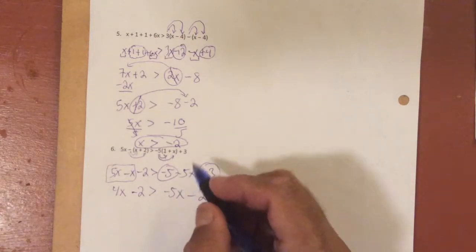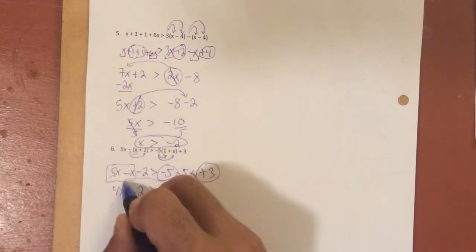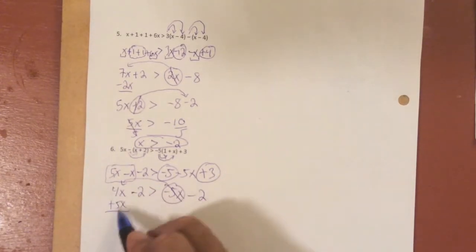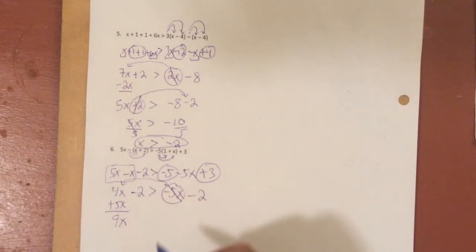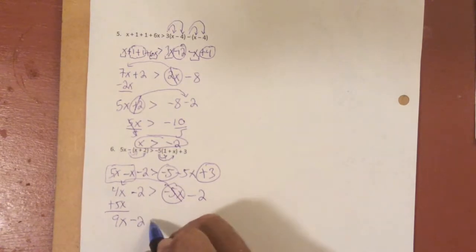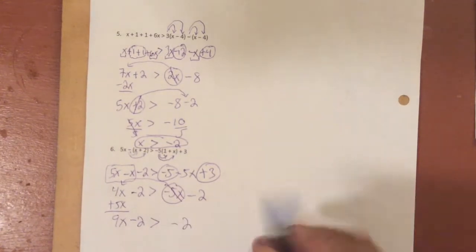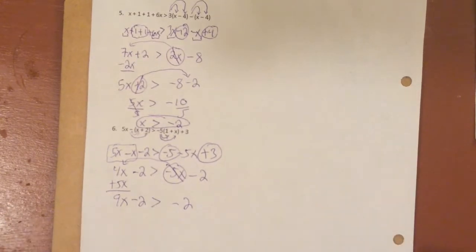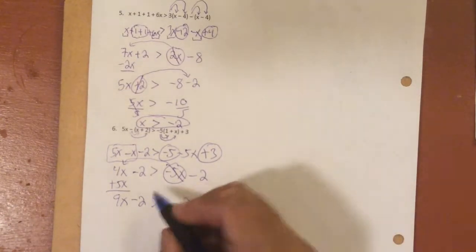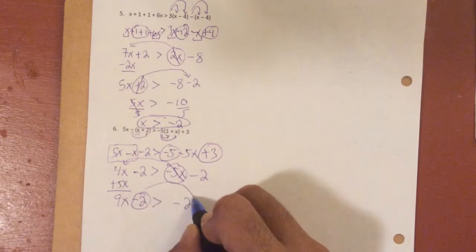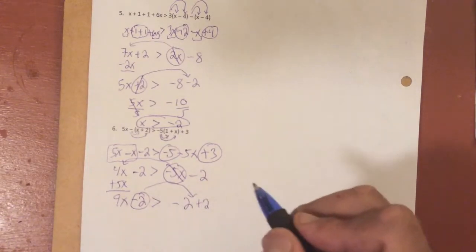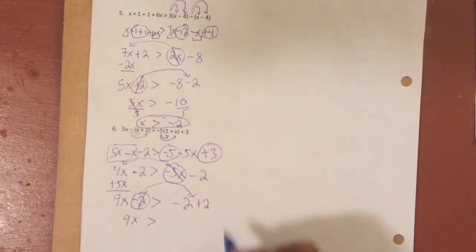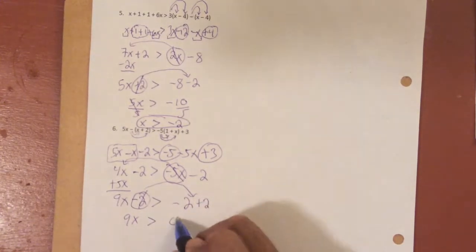Jailbreak one of the variables. I'm just going to do the minus 5x to become a plus 5x. So 4x plus 5x is 9x. Minus 2 is greater than negative 2. Now I am at a 2-step inequality. Let me go ahead and jailbreak the minus 2 to become a plus 2. And I'm left with 9x is greater than negative 2 plus 2, which is 0.